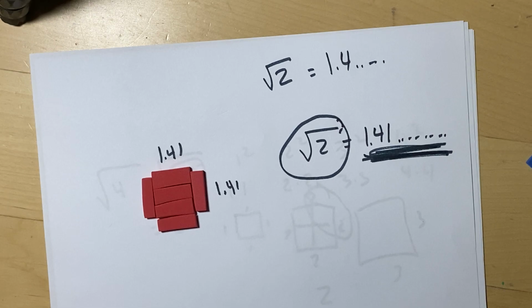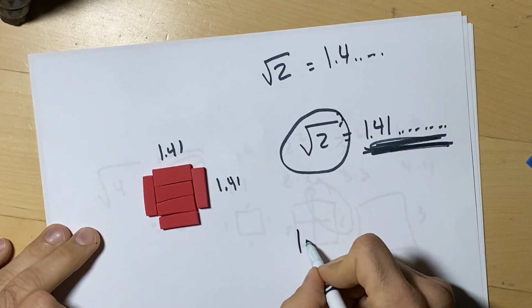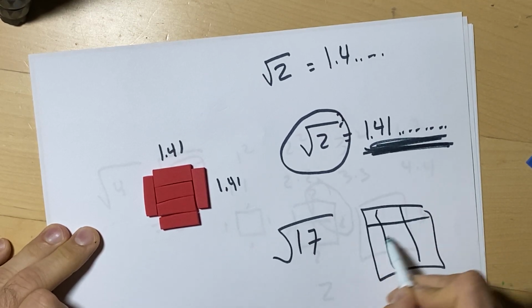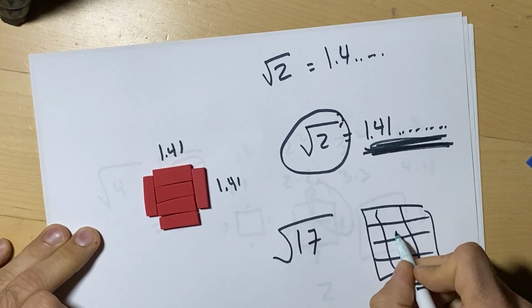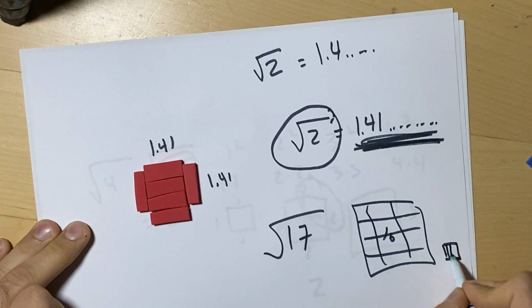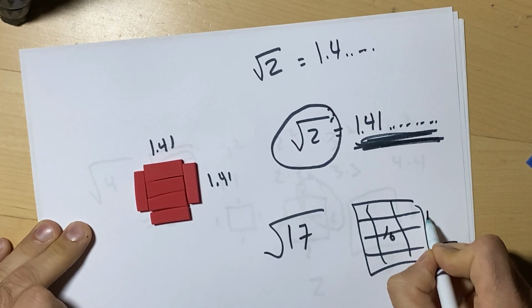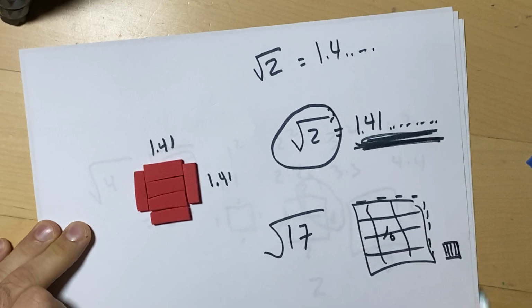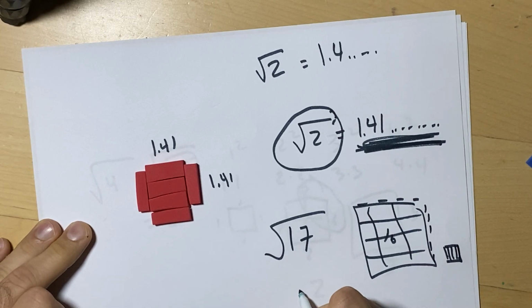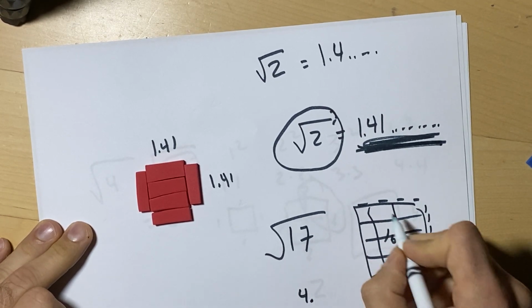So when we get to square root of 17, let's say, right? You know you have a 4 by 4, 16 of them, with 1 left over, 1 little block left over. You'd have to chop that up, put it on all the sides, and it would be an infinite decimal, 4 point something, because we know there's 4 in a little bit.